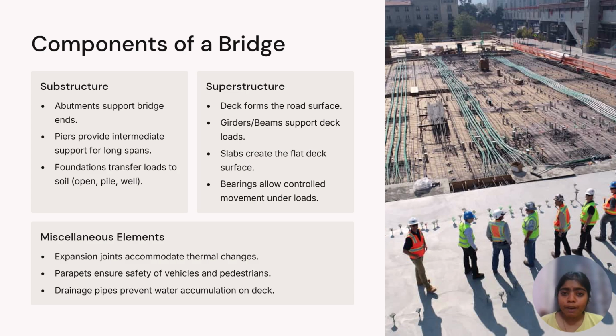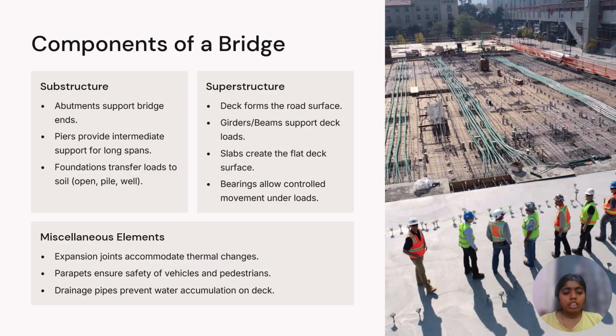The substructure is the base part of the bridge, and the superstructure is the upper part where the vehicle runs. The substructure parts are made and molded on the ground, and then these made parts are joined in the superstructure and the bridge is made. So both play an interrelated role.